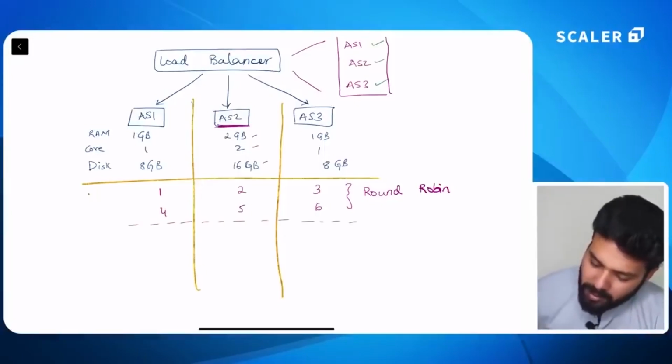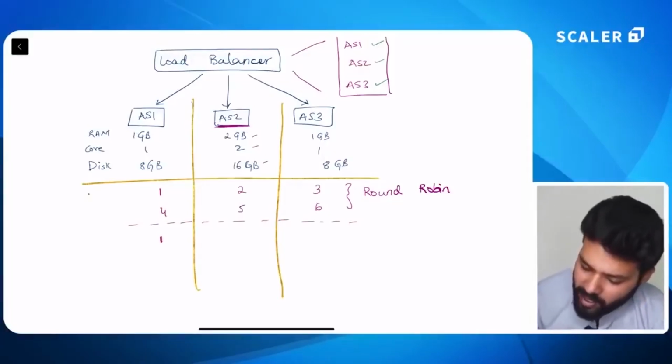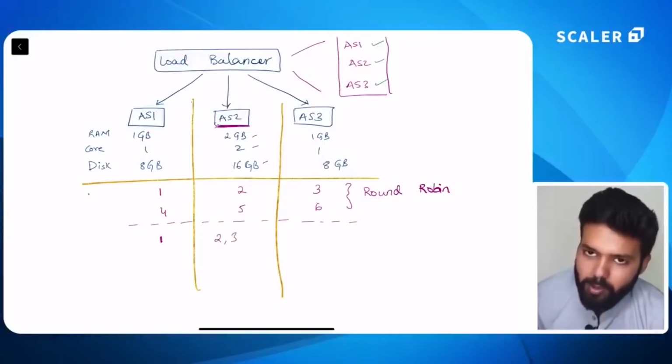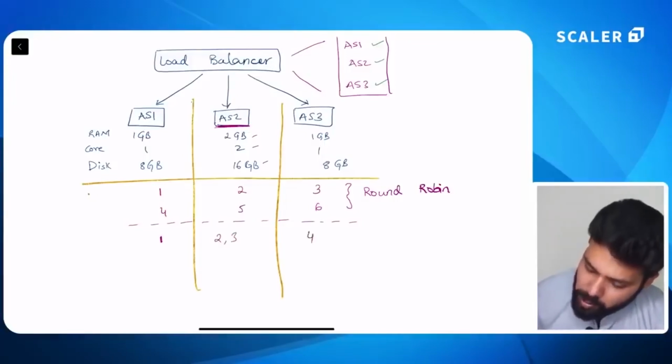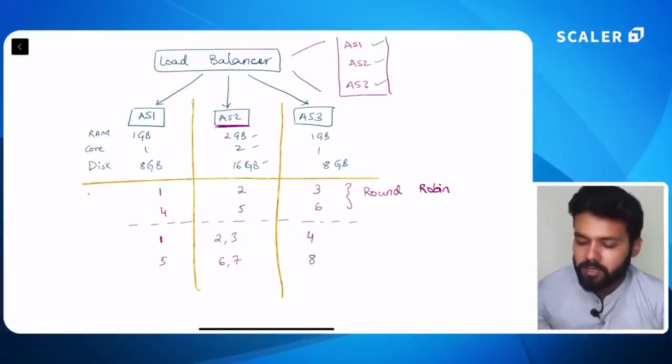How can I do that? I'll route the first request to the first application server. The second request will go to my second application server. The third request will also go to the same server. The fourth goes to application server 3. The fifth goes to 1. 6 and 7 go to application server 2, and 8 goes to application server 3.